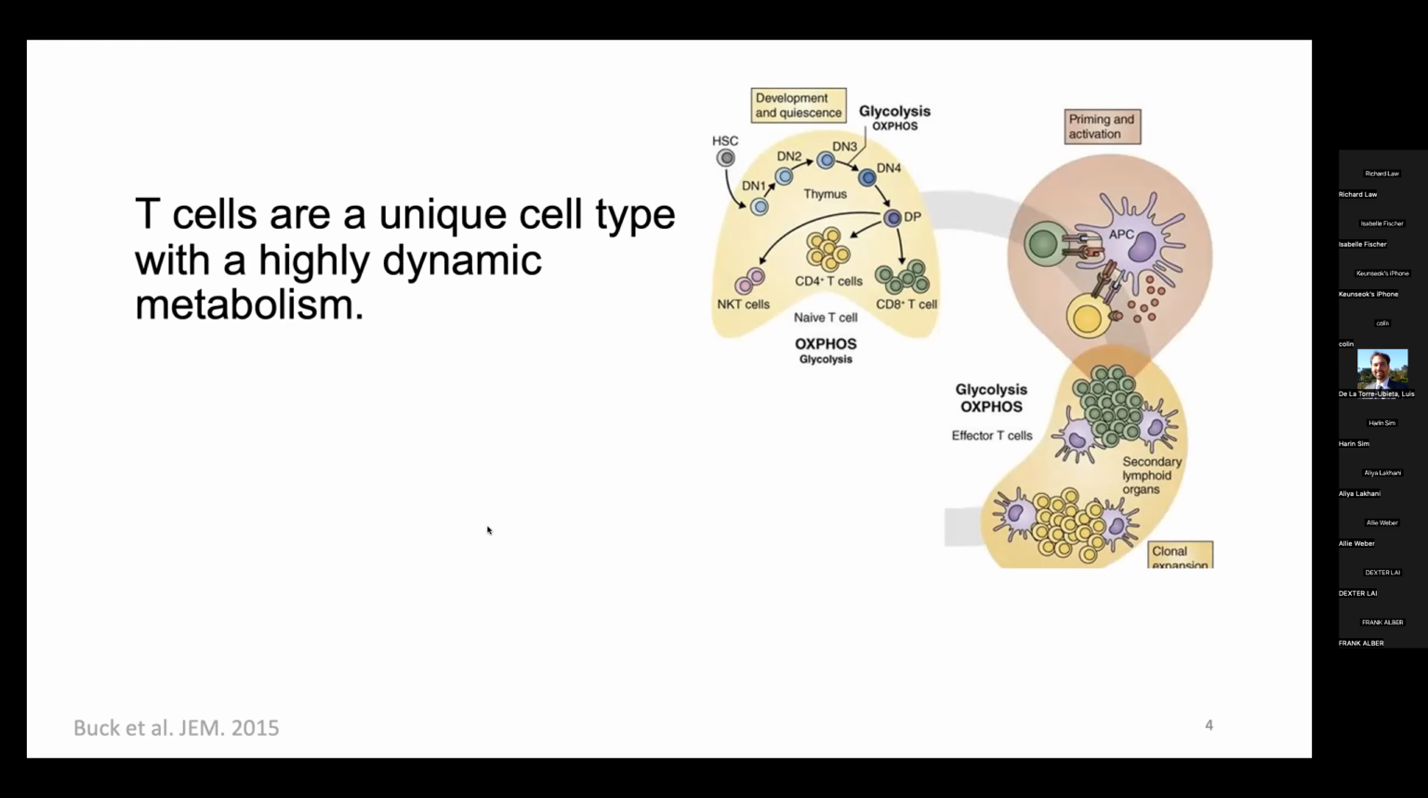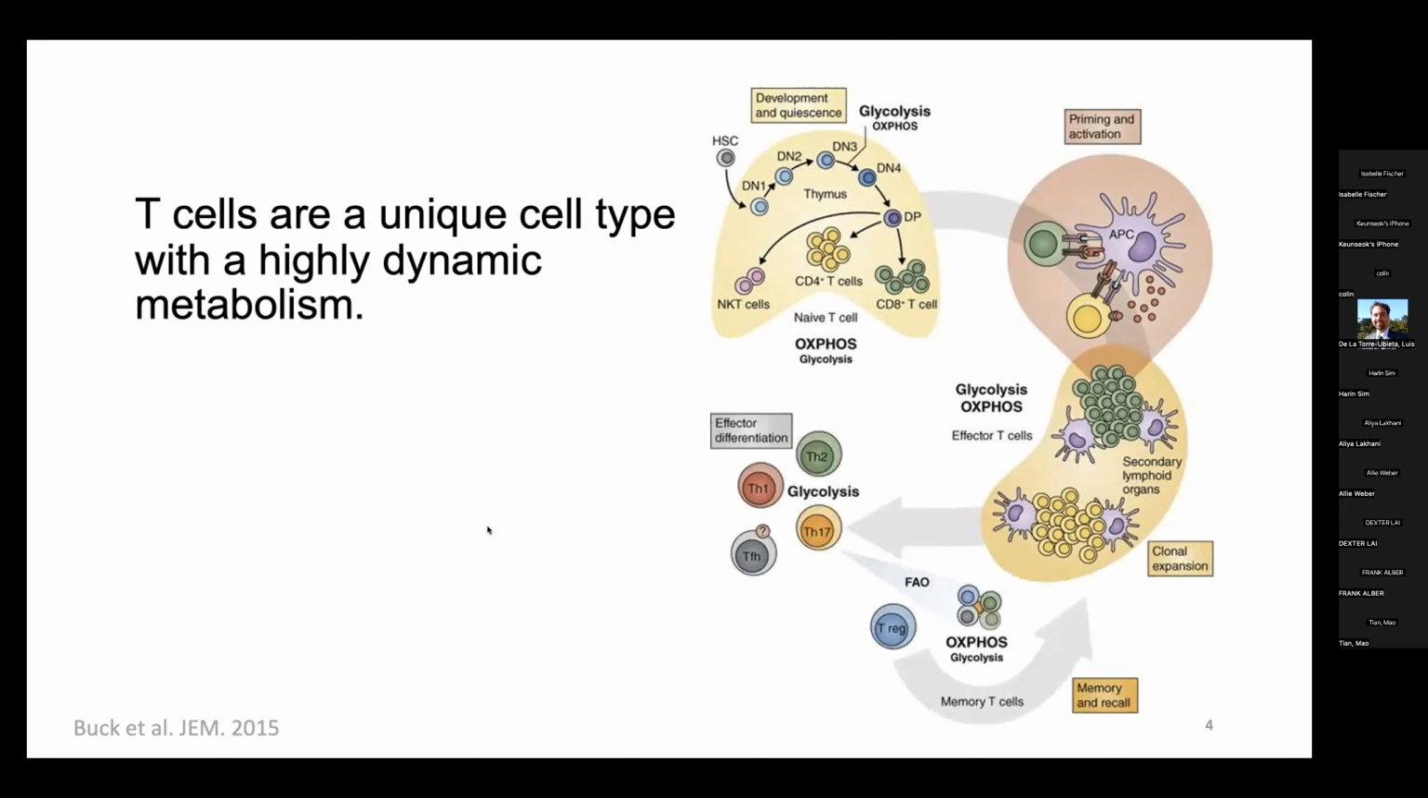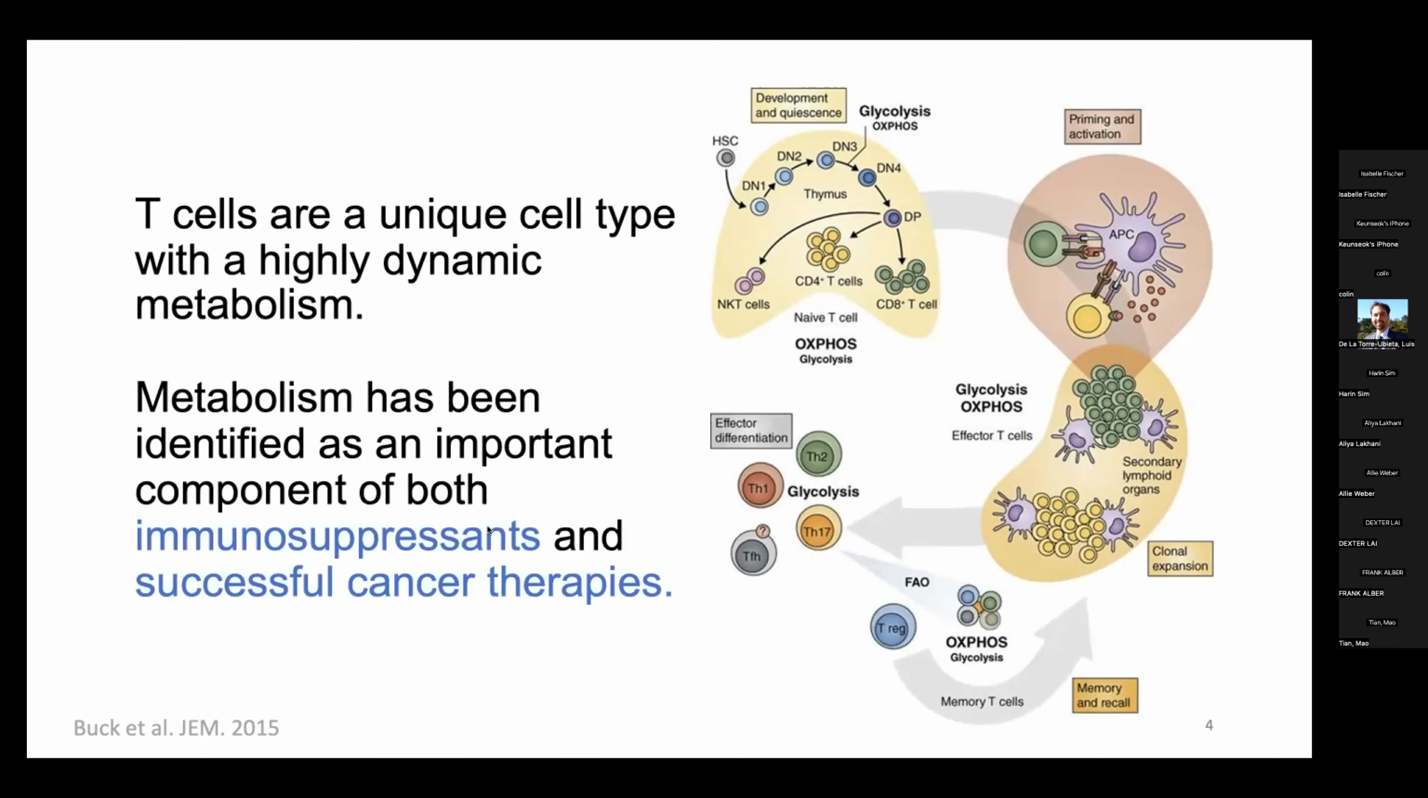And then when they no longer need to proliferate, they shift back into this more dormant state, and they go back to memory cells, where they rely primarily on fatty acid oxidation and oxidative phosphorylation for all of their energetic needs. Metabolism has been identified as an important component of both immunosuppressants and successful cancer therapies, which is why we want to be able to characterize T cell metabolism.